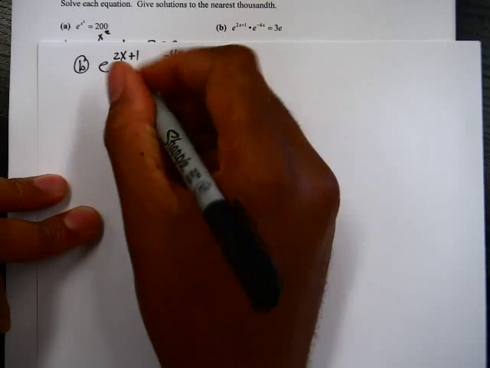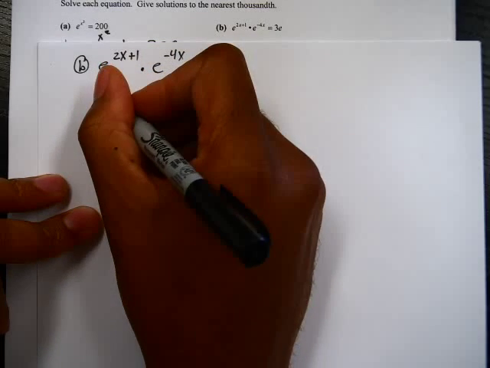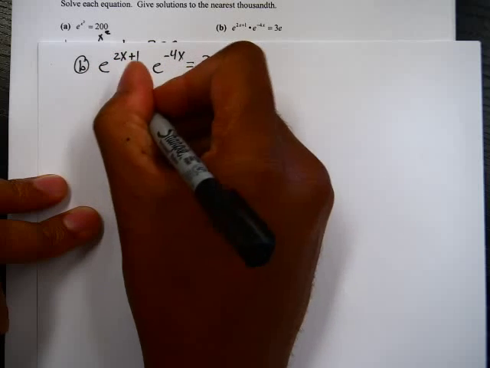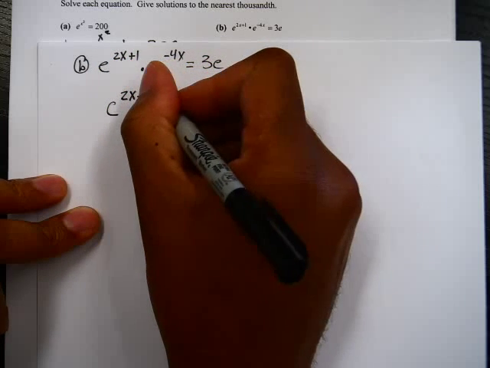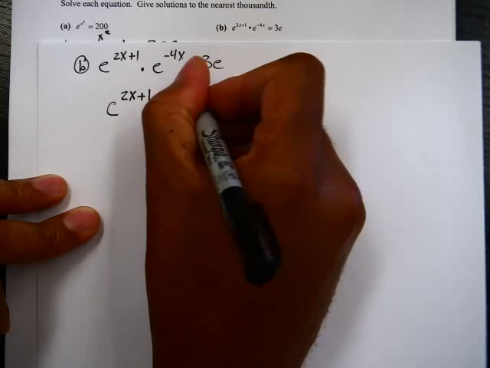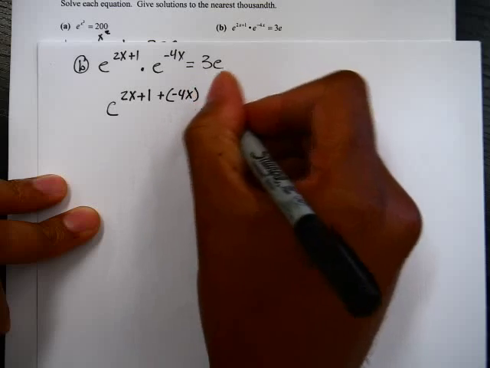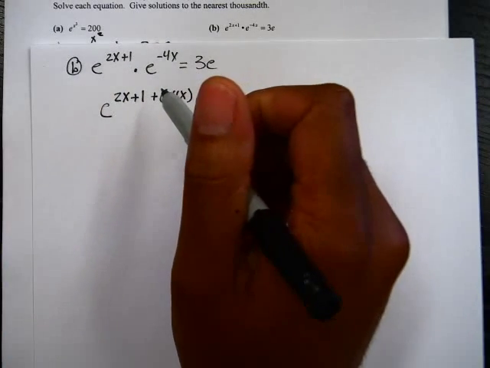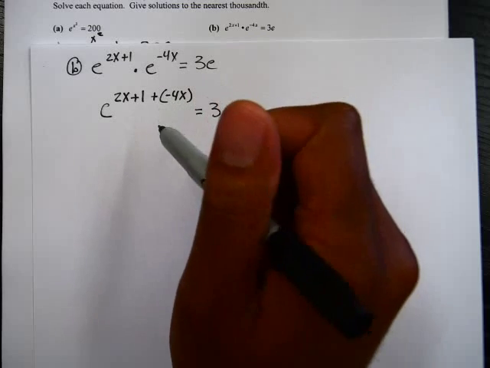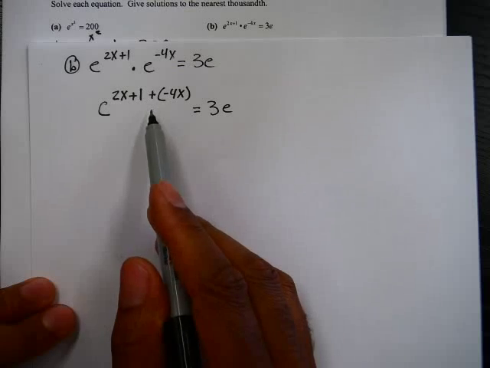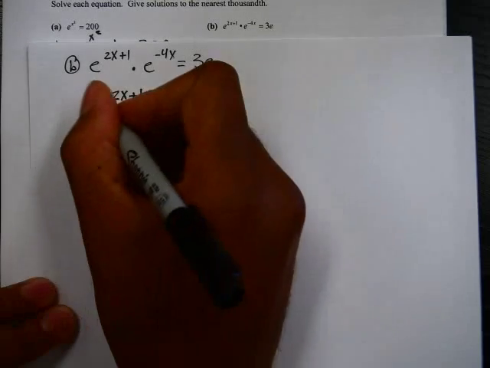And so I can rewrite this left side as e to the 2x plus 1 plus a negative 4x equals 3e. So when you multiply two exponential expressions together and they have the same base, you can add their exponents together, and that is the property of exponents that I've used.